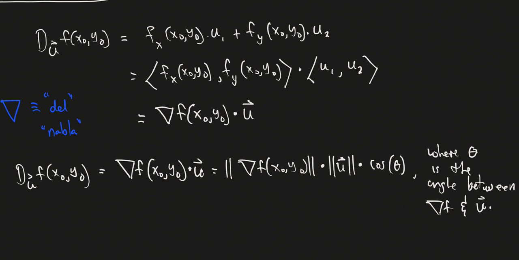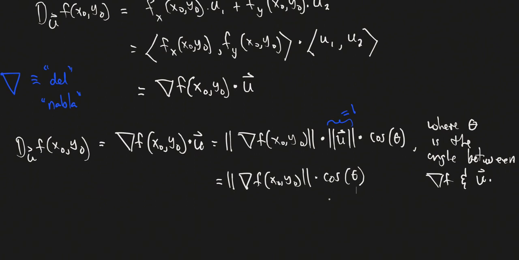But we can go a bit further and say, because u is a unit vector, by definition the magnitude of the unit vector is 1. So that is equal to 1. So I can simplify the geometric formula even more. I can write it as the magnitude of the gradient at that point times the cosine of the angle between them.